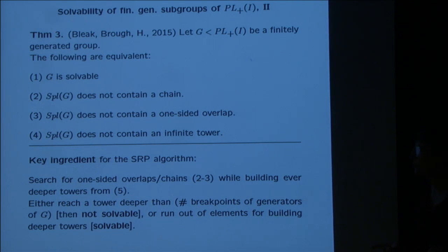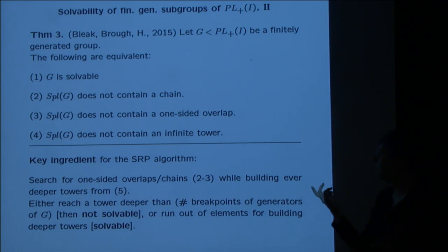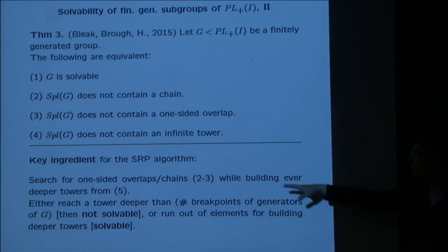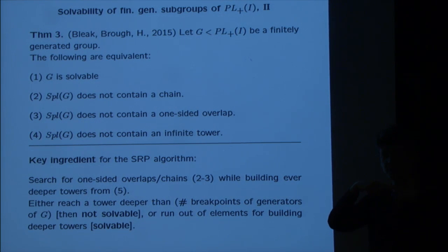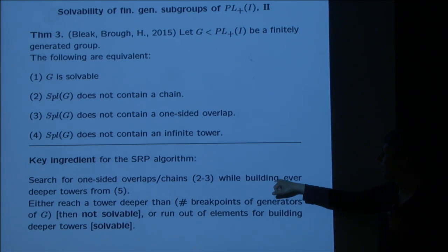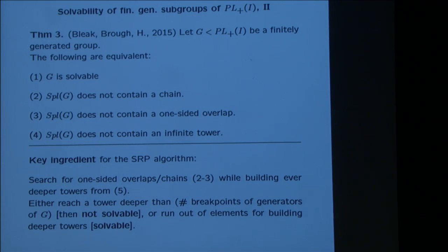how the solvability recognition problem works. So essentially what we're going to do is just keep looking for these chains and the one-sided overlaps. So remember, in a computable group, the computer can find the breakpoints, it can compute the slopes, it can decide which slope is bigger than the other. So it knows who's under who. Okay, and as it's going along, it's going to build deeper towers, right? As the computer is trying to figure out, do I have something solvable or not?